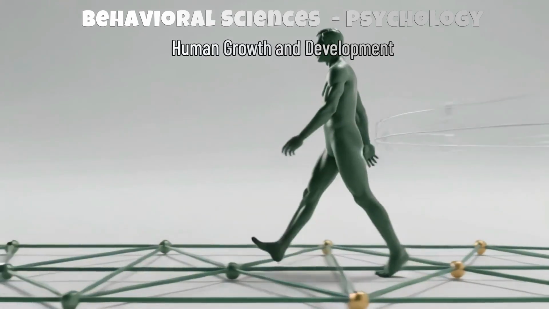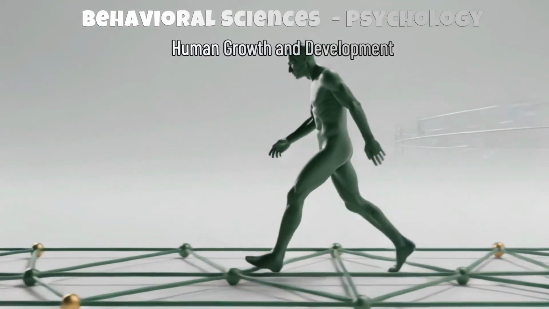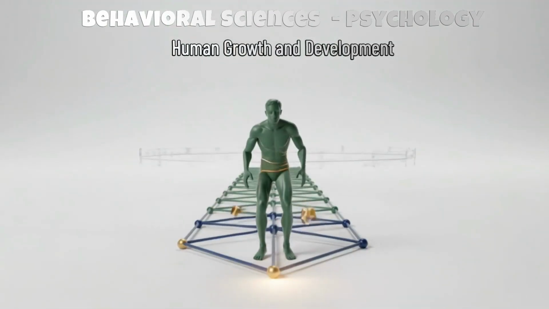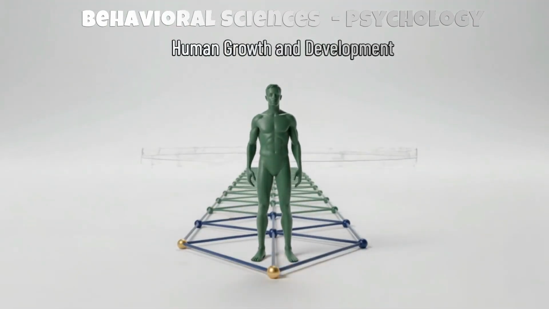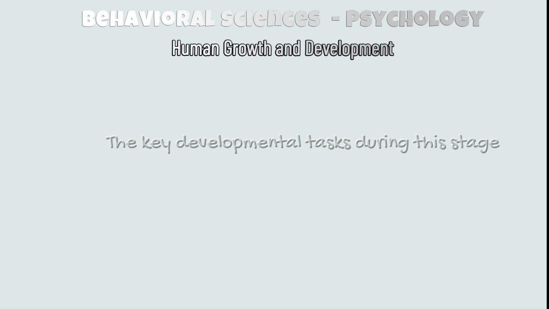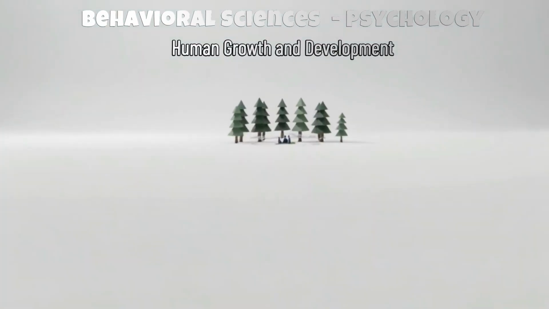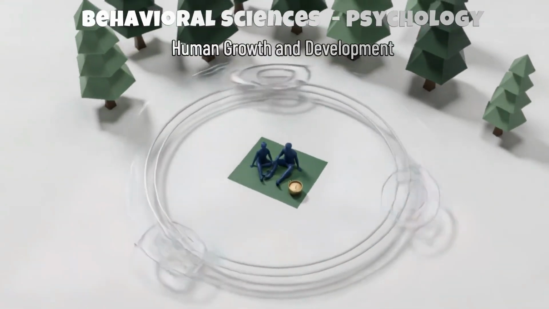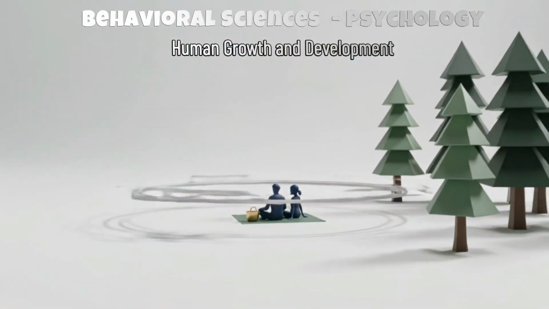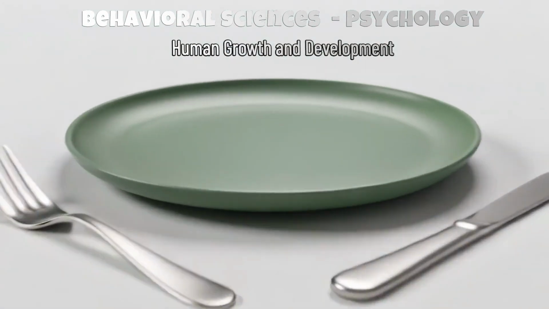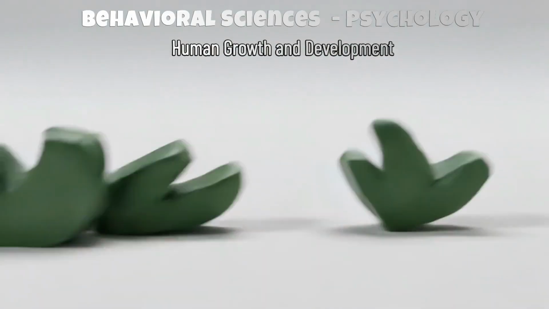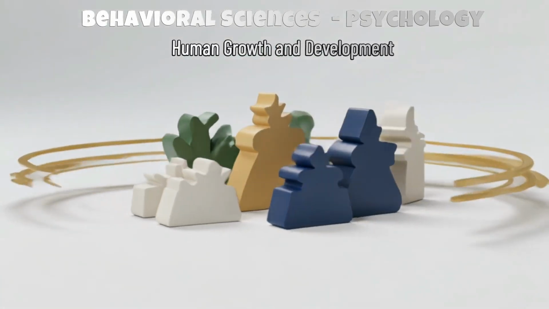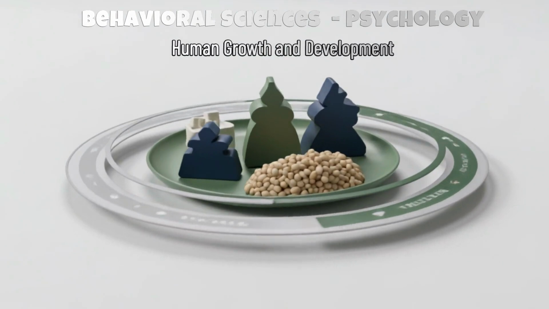Stage 7, early adulthood, 18 to 40 years. Early adulthood is typically the peak of physical development. Strength, reproductive capacity, and cognitive function are generally at their highest. The key developmental tasks during this stage involve forming intimate relationships, establishing a career, and often starting a family. Lifestyle choices made during this period, including diet, exercise, smoking, and alcohol use, will significantly influence health outcomes decades later.